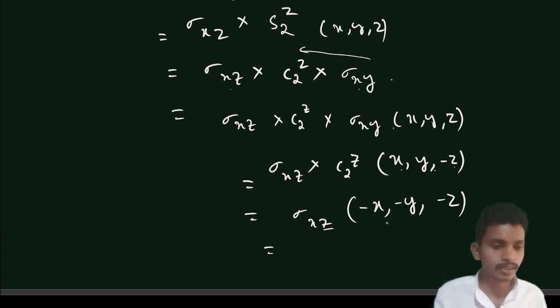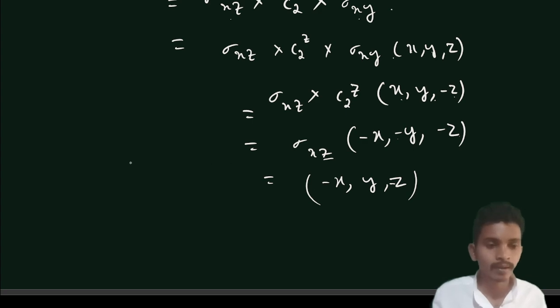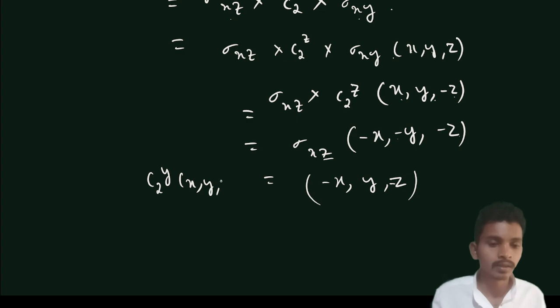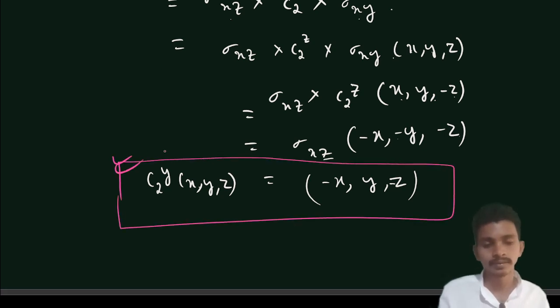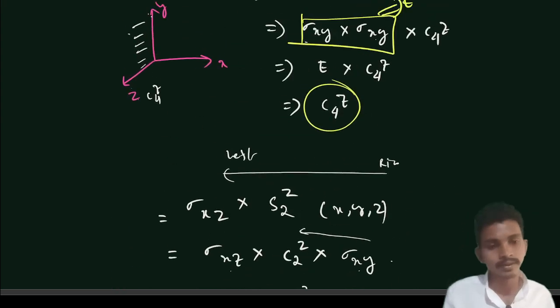So now xz will remain as it is and it will change, so this is minus x, this is y, and this is minus z. Okay, so this is equal to which axis? If I pass C2y on x, y, z, I will get this value, because in C2y, y will remain unchanged and this will get negative. Okay, so this is equal to this axis. So likewise we can do the other operations, we can practice.